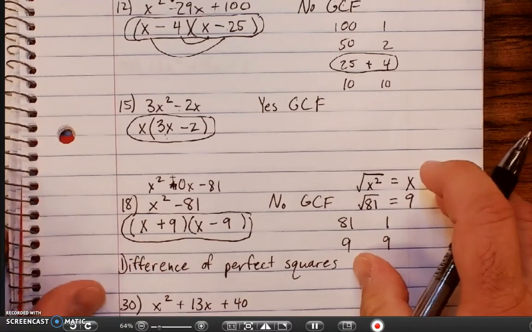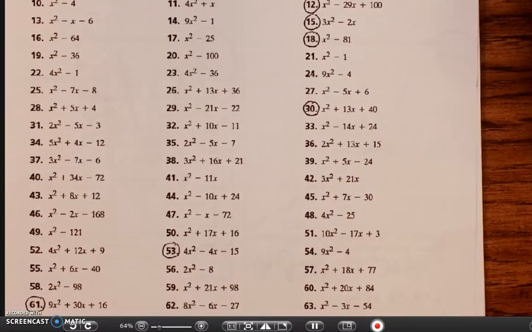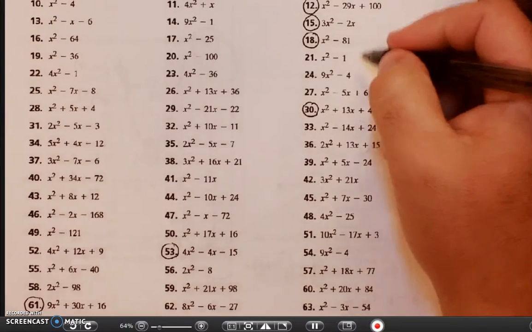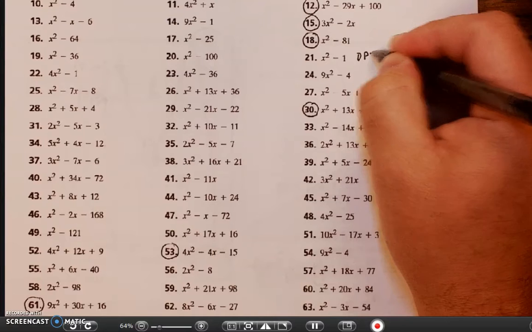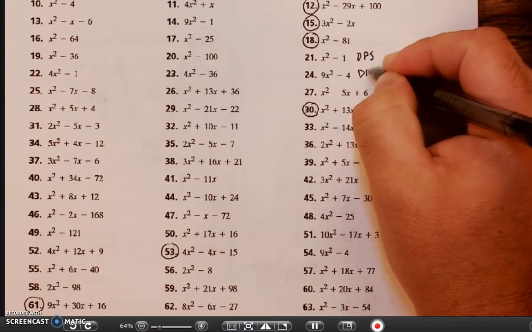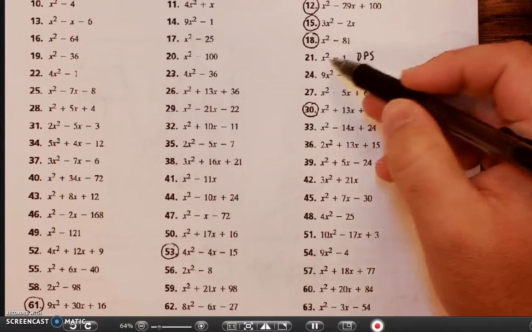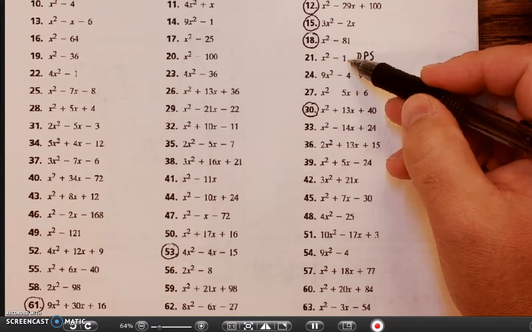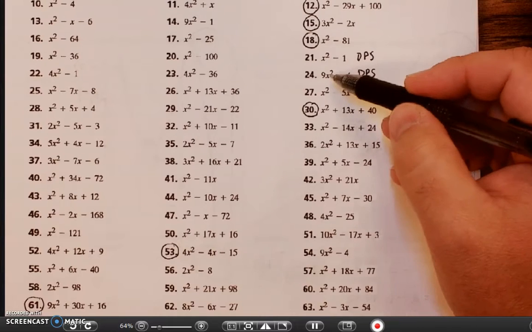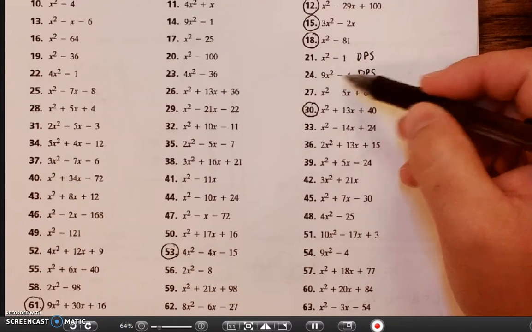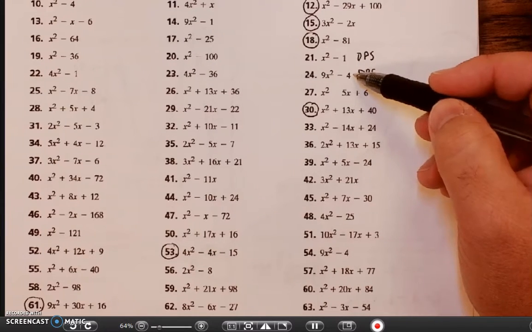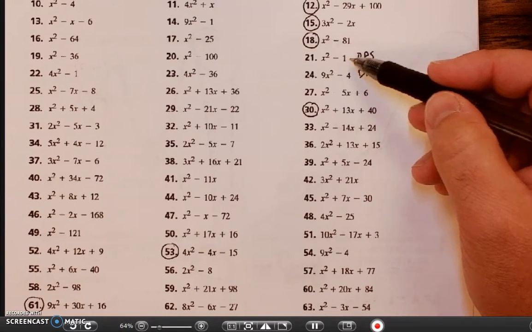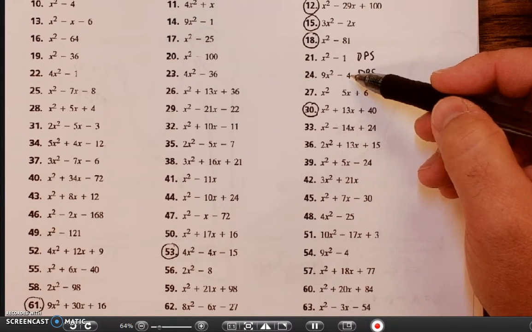If you will glance at your worksheet and look at, here's a difference of perfect squares. Here's a difference of perfect squares. You just need to take the square root of each of these and then put a positive and a negative in it. Positive and a negative. You just need to take the square roots of each of these. They don't have any GCFs, and they are each perfect squares that are being subtracted.